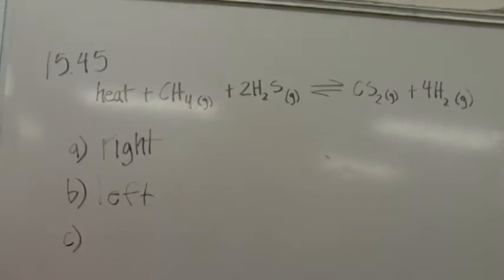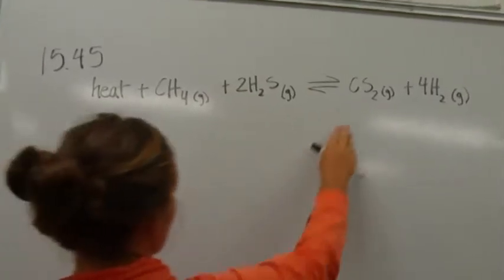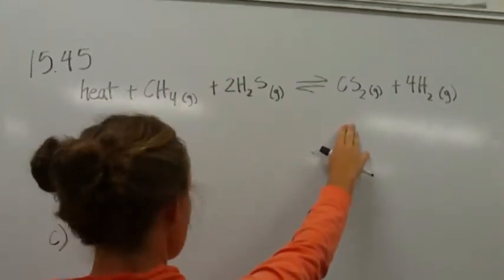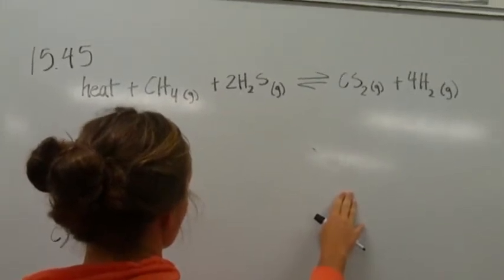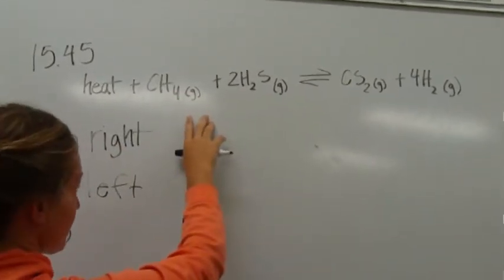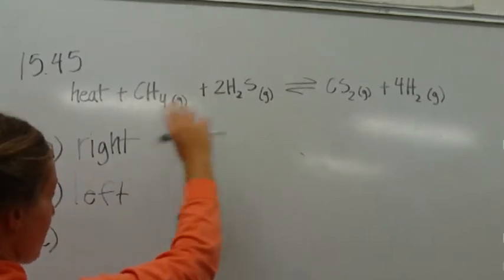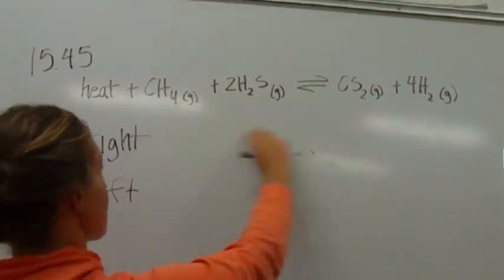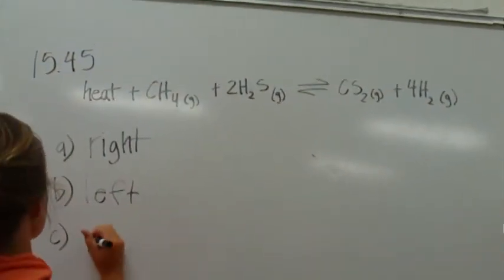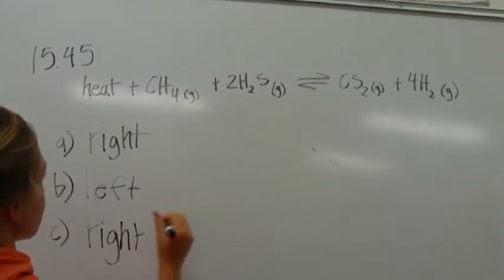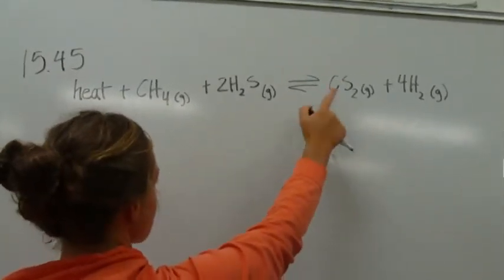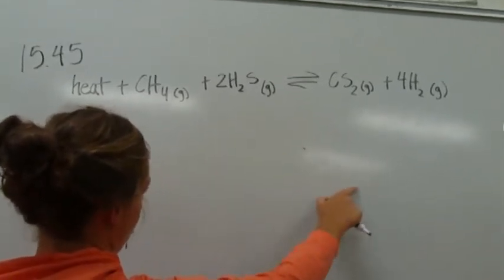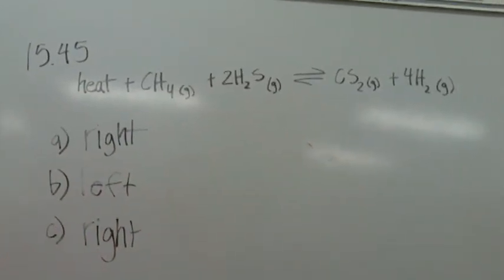Part C, removing CS2. If we remove CS2, then the reaction is going to want to counteract by making up for lost product. So that means the reaction is going to be driven to the right. Because there's a decrease in product, we want to maintain our balance, so we make more product, thus the reaction will be driven to the right.